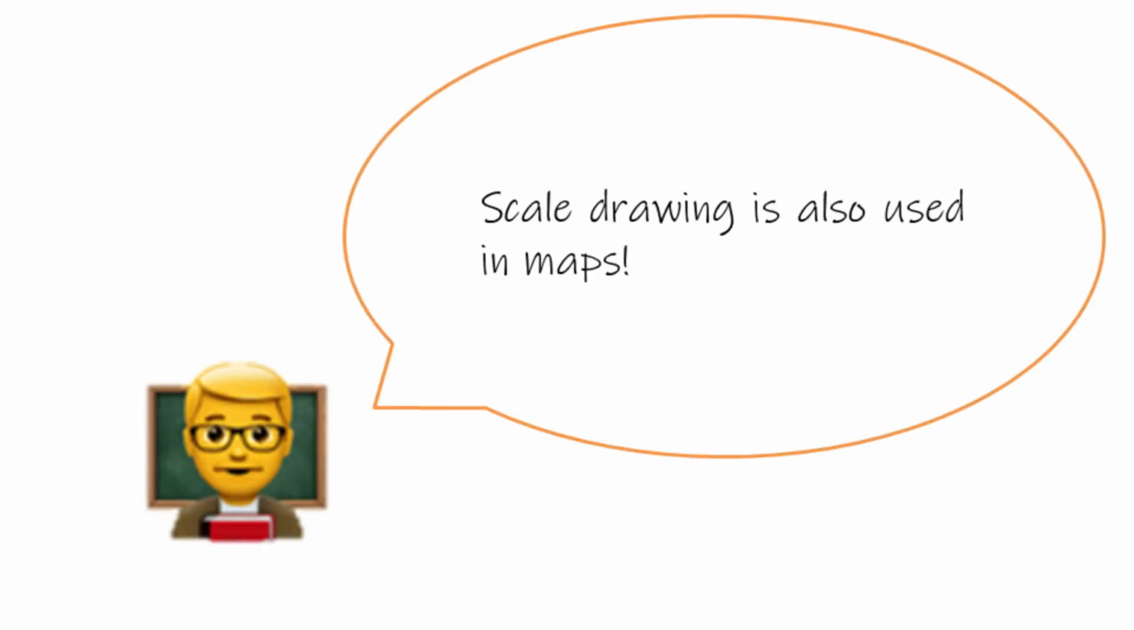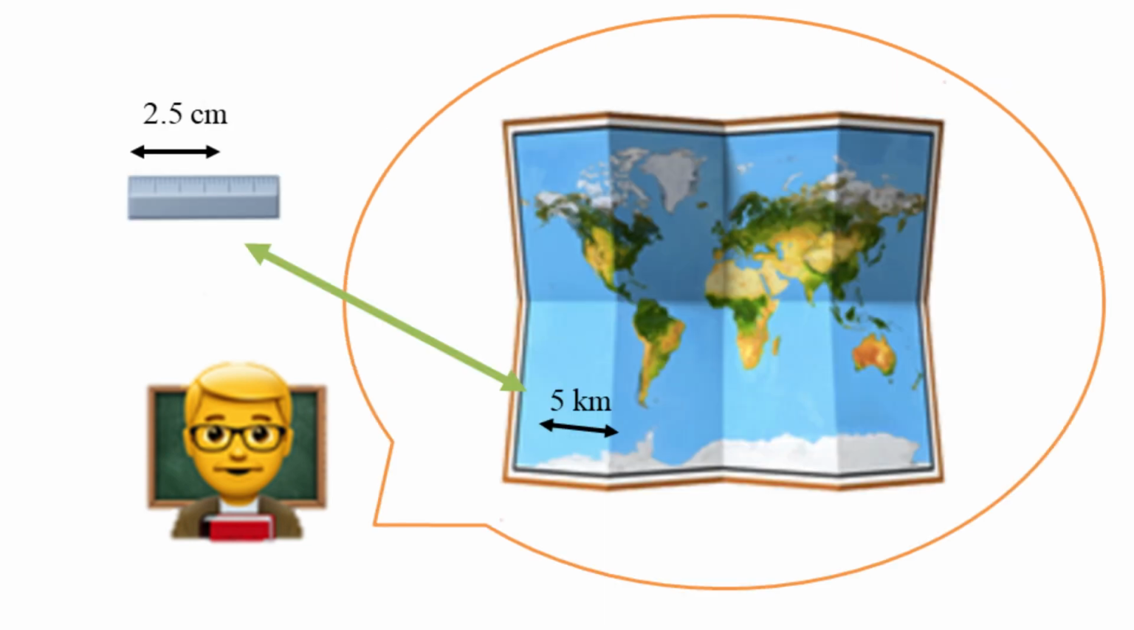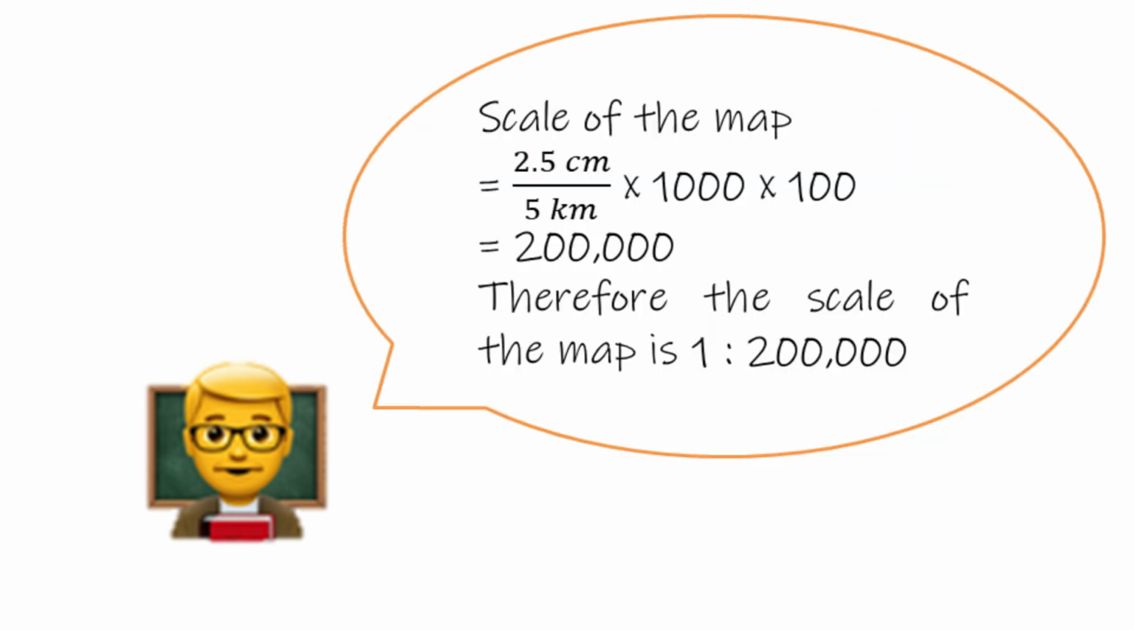Scale drawing is also used in maps. Open your browser and get on Google Maps. You will always see a scale bar. We could measure the length of the scale bar with a ruler. Let's say it's 2.5 cm, and compare it with the length indicated next to the scale bar, 5 kilometers. The scale of the map is then 2.5 cm over 5 multiplied by 1000 multiplied by 100 cm. That is 1 to 200,000. The scale of the map is sometimes indicated directly in the form of 1 to n.